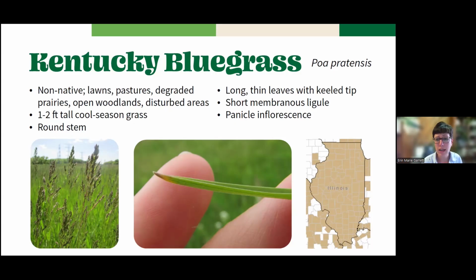And then in the bluegrasses, we're going to look for kind of long, thin leaves. And we say that they have a keeled tip, or a boat-shaped tip. So that's the photograph that I have here. It kind of looks like the front of a canoe, right? Kind of that boat-shaped tip, where that leaf is folded in together. It's going to have a short membranous ligule and then a panicle inflorescence, and it is found throughout the entire state.